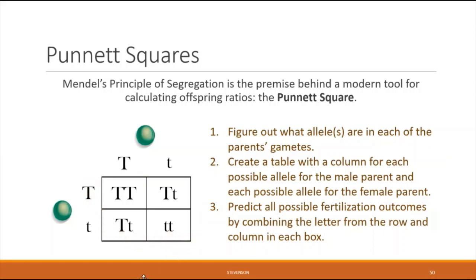You can see that this has predicted that 3 out of 4 of the offspring will have the dominant phenotype, because 3 out of 4 of them will have at least one capital T. Only 1 out of the 4 will have the recessive phenotype, because only 1 out of the 4 will have 2 lowercase t's, which is the only way to have the recessive phenotype.